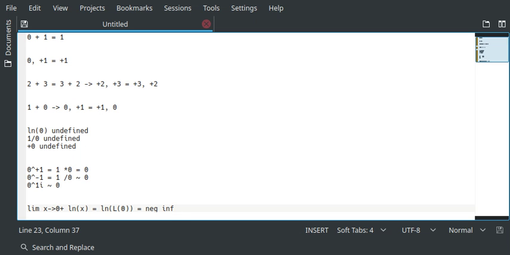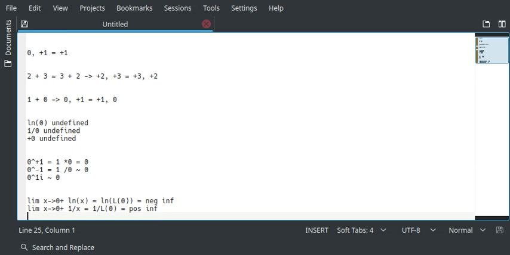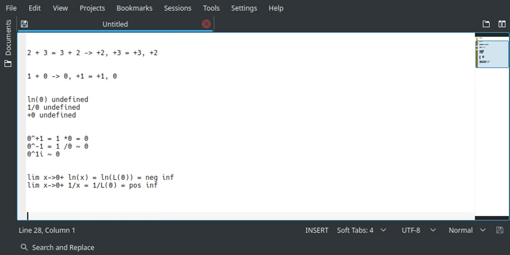And the same thing applies for 1 on 0, right? We're not analyzing 1 on 0, we're analyzing 1 on the limit of 0. And this one is positive infinity. Right? That's what's happening here.